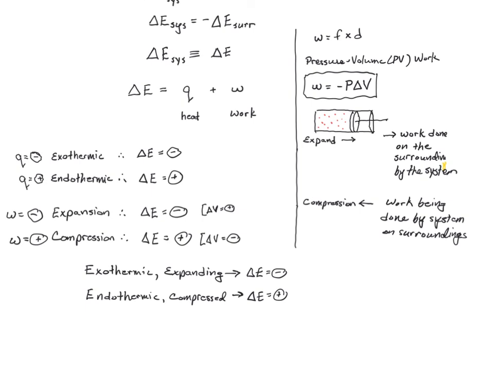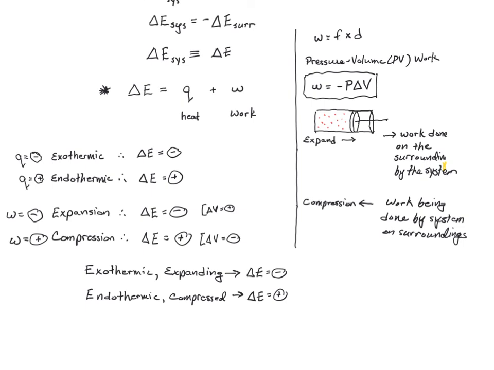Now there are other possible scenarios, right? We could have an exothermic reaction where things are being compressed, or an endothermic reaction where things are allowed to expand. In those cases, it's just going to matter what the magnitude of each one of the terms is. But we can use this equation right here to calculate what that actual value is going to be.